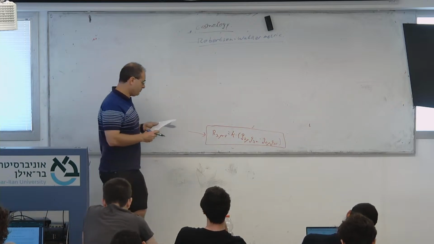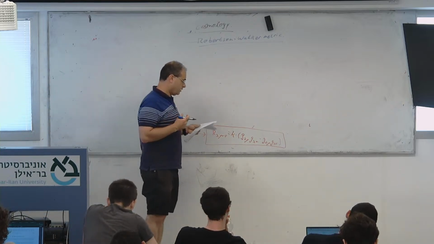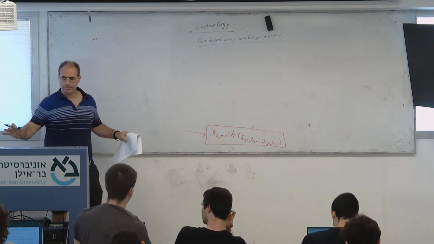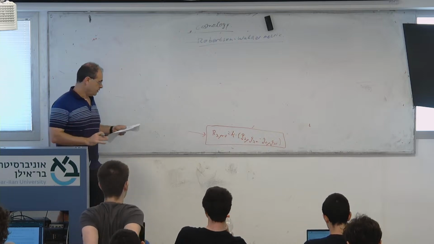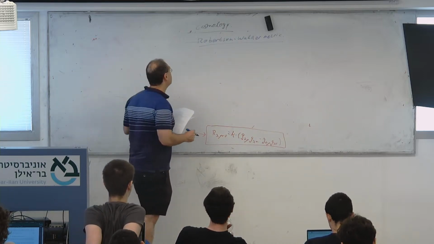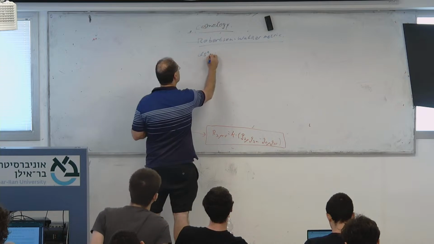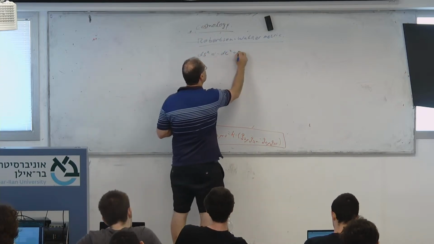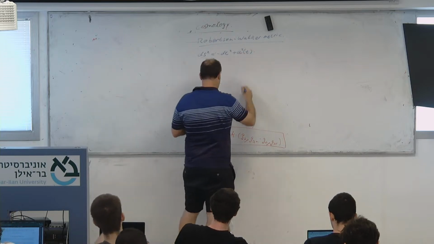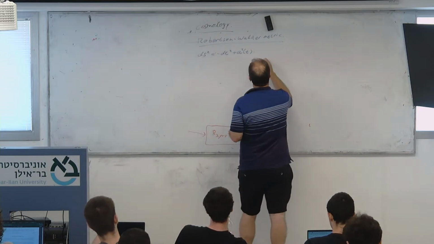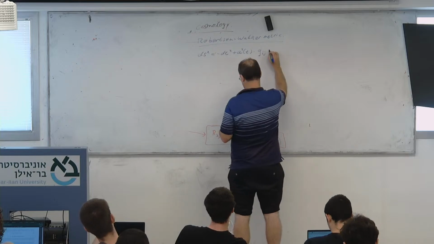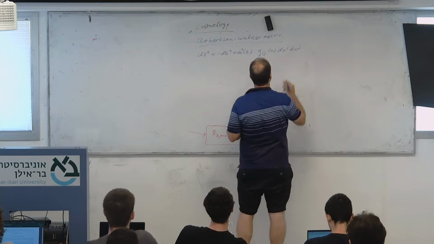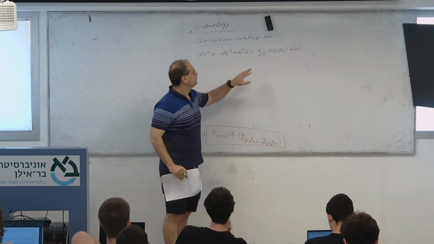Which means that we write the metric, we make a separation between the time part and the spatial part. Okay. In other words, we write the metric, ds squared, as something like minus dt squared plus a squared of t times g_ij of x dx^i dx^j. What's written here?